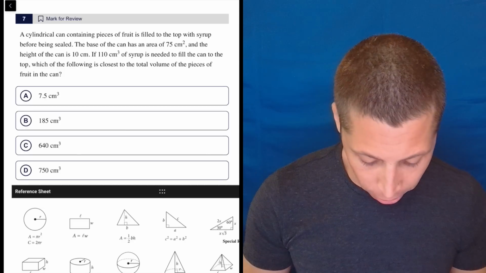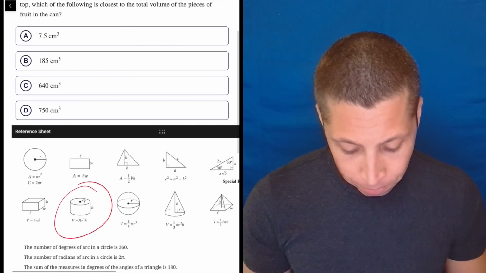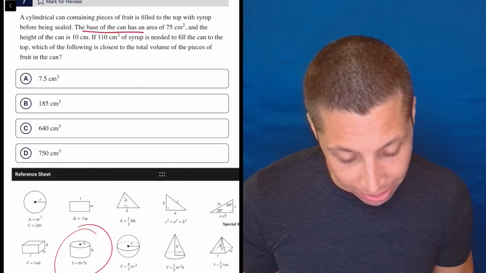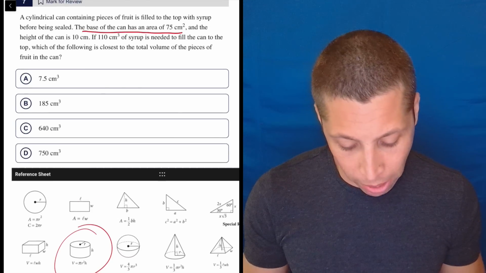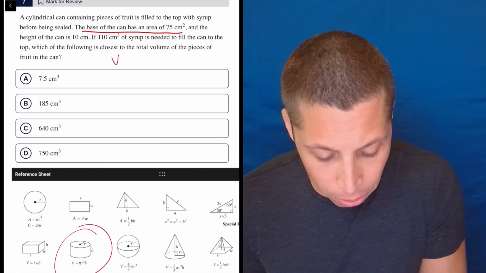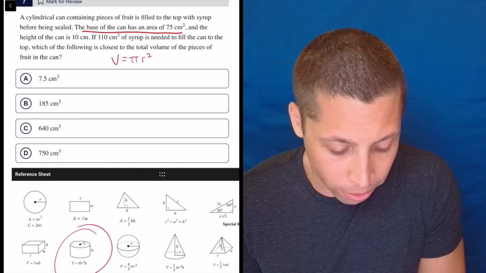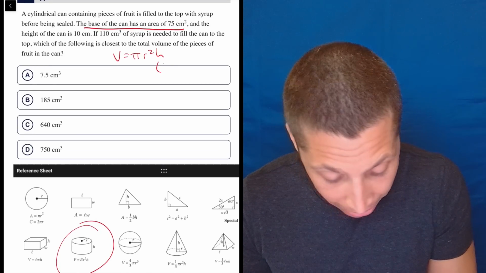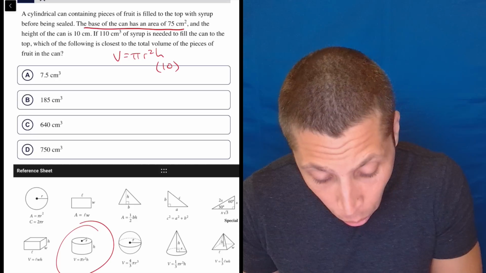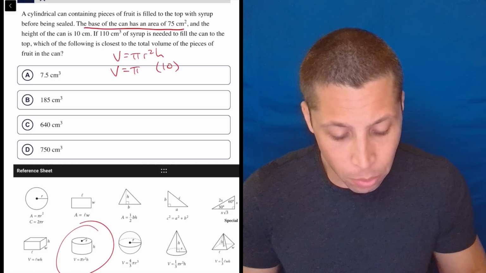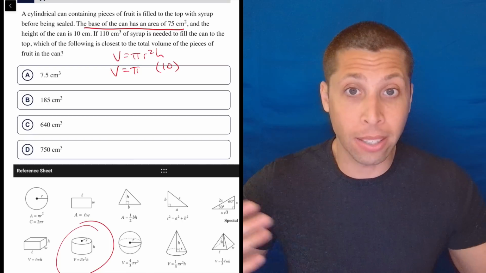So first of all, it's a cylinder. And the first thing I notice is when they say the base of the can is an area of 75 centimeters squared, for volume, you might be thinking, well, volume is pi r squared h. It says it right there for the cylinder. We have the height as 10. We do not have the total volume of the can. So that's a problem, because then do we have the radius? So I've got to solve for it.